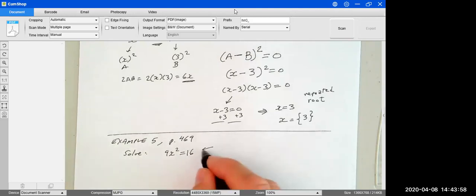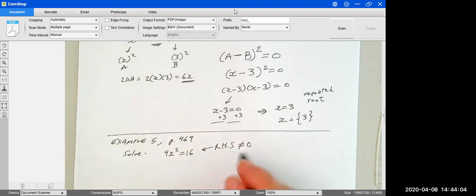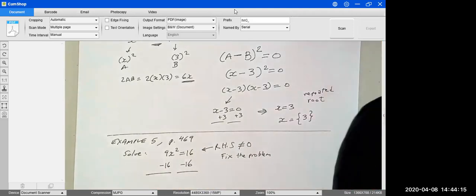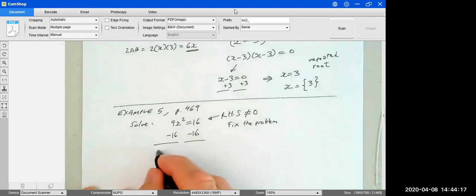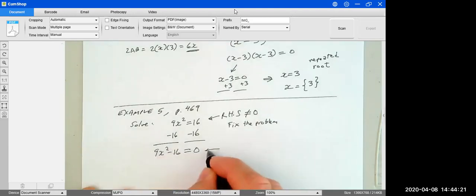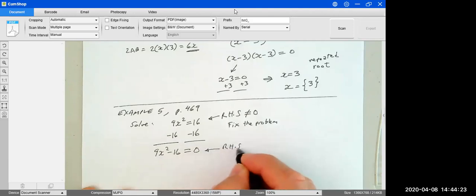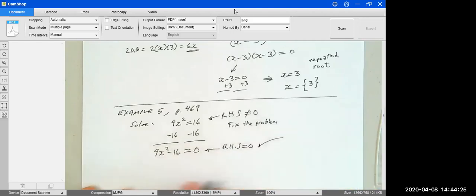Again, the right hand side is not 0. We need to fix this problem, because the right hand side is not 0. How? You're going to subtract 16 from both sides. So you're going to see now 9x squared minus 16 equal to 0. Now my right hand side is 0. So this is perfect. Now I can proceed with factoring.